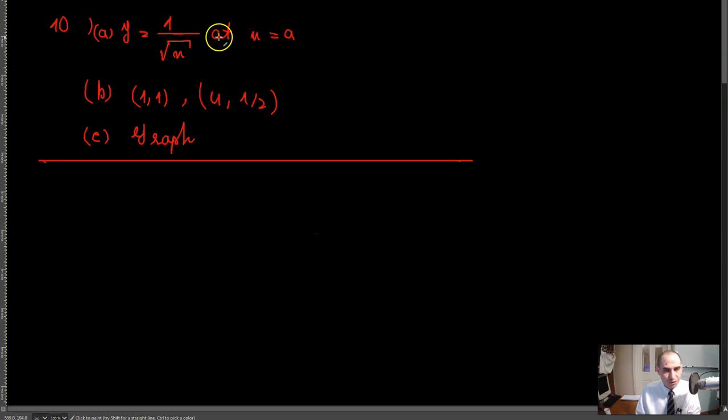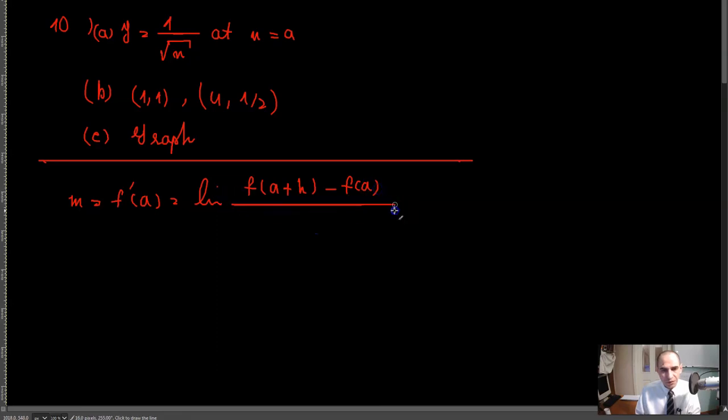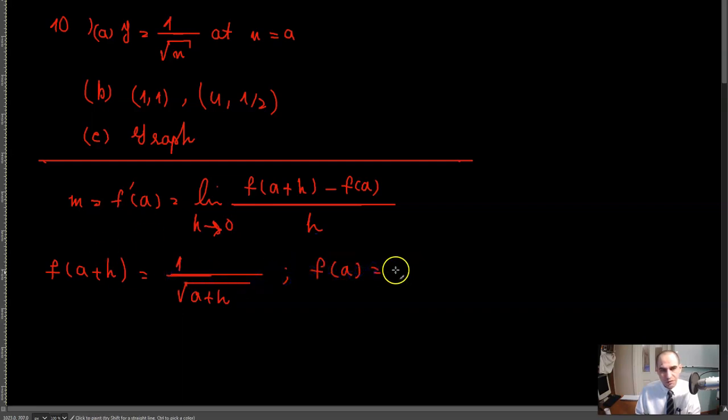So again, the exact same thing. You want to calculate m is equal to f prime of a, which is the same thing as the limit of f of a plus h minus f of a over h as h approaches zero, right? Next, you want to calculate f of a plus h and f of a here. So f of a plus h would be the same thing as 1 over the square root of a plus h, right? And f of a would be 1 over the square root of a, right? And the rest, you don't need to do anything about.